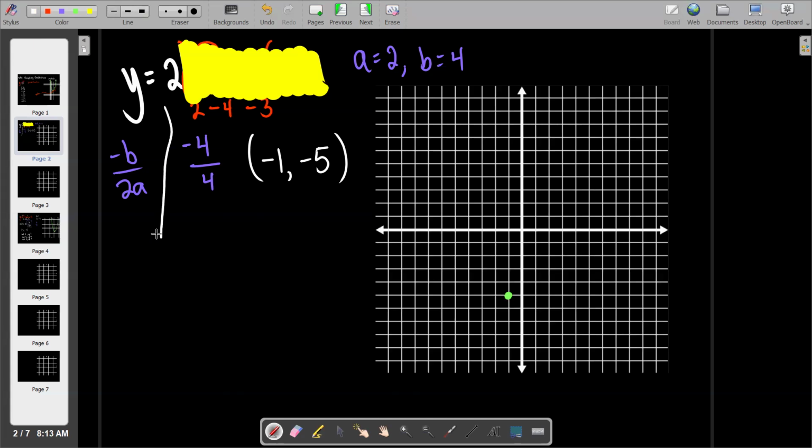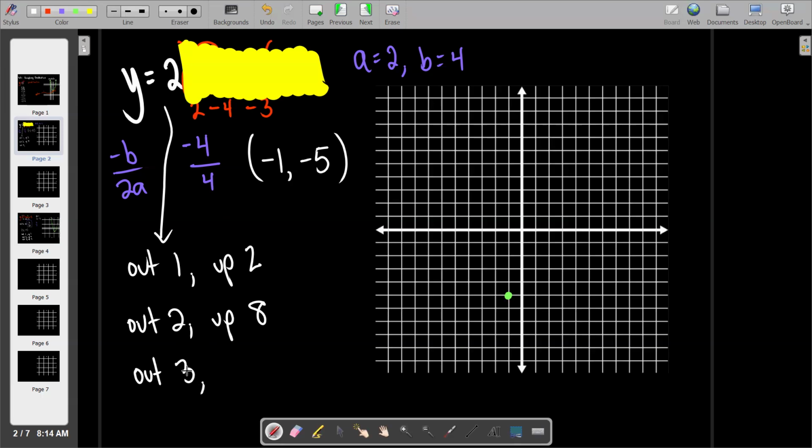Because of the 2, when we go out 1, we would normally go up 1. But if we double that, we go up 2. When we go out 2, normally we'd go up 4. But 4 doubled is 8. Follow? And we won't have enough room for this one, but let's make sure that we're all on the same page. If we went out 3, we'd normally go up 9. But we double that and we get 18. And again, we won't have enough room for that.